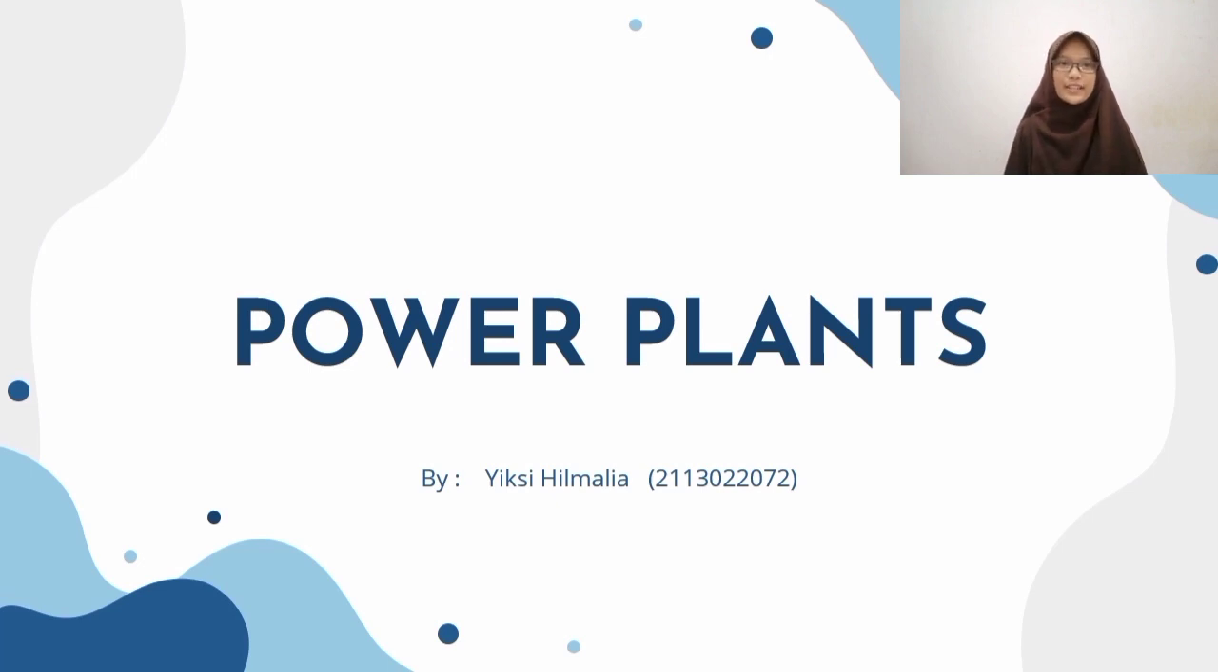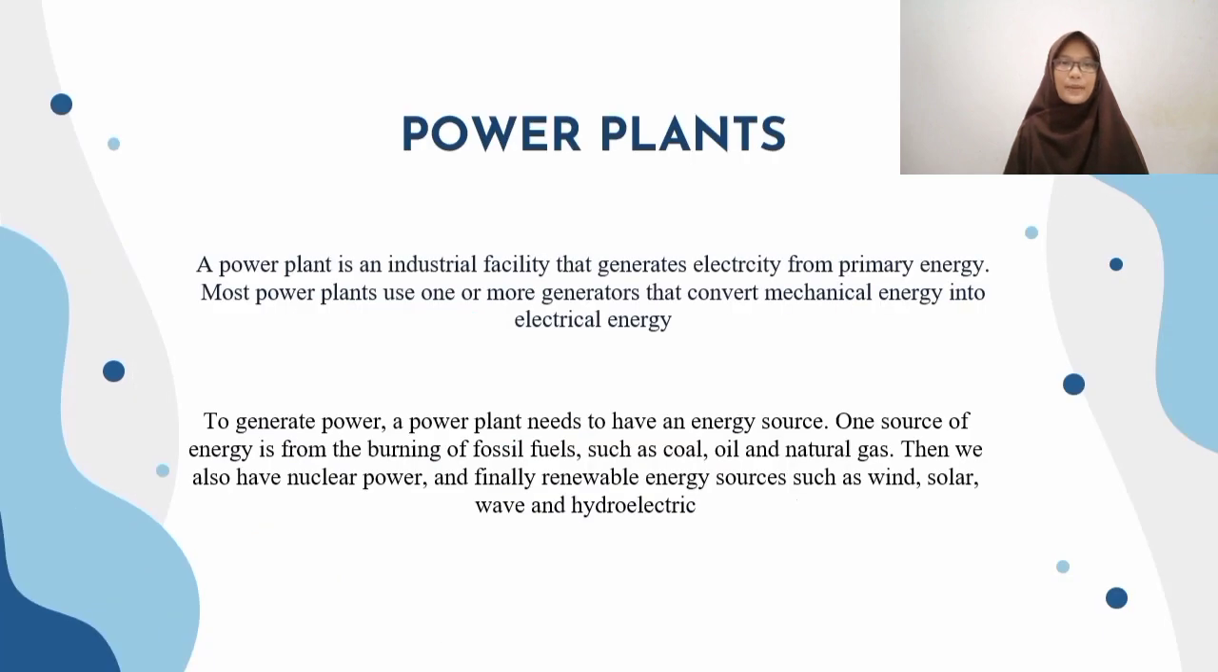And now we are going to look at what a power plant is and the different types of power plants. A power plant is an industrial facility that generates electricity from primary energy. Most power plants use one or more generators that convert mechanical energy into electrical energy. A power plant, known also as a power station, is an industrial facility used to generate electricity.